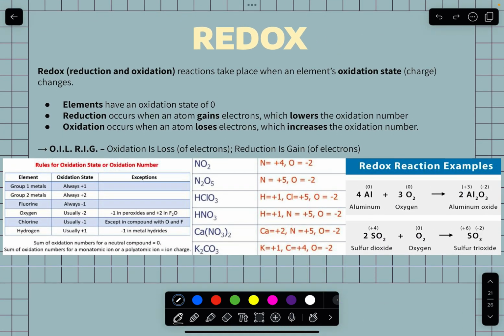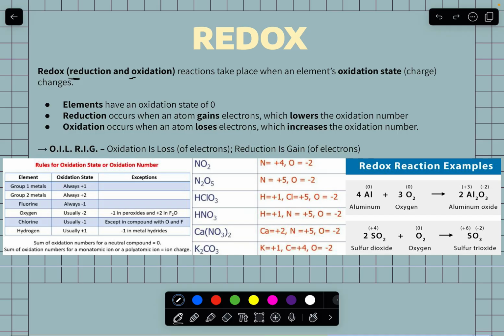All right, the second to last part of the notes is going to be redox. Redox stands for reduction and oxidation, the red from reduction, ox from oxidation. And this talks about the oxidation state of a compound or an atom. The oxidation state is a fancy way to say the charge, the positive, negative, or neutral charge.